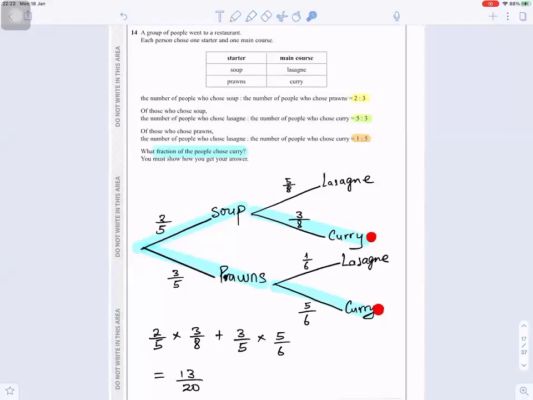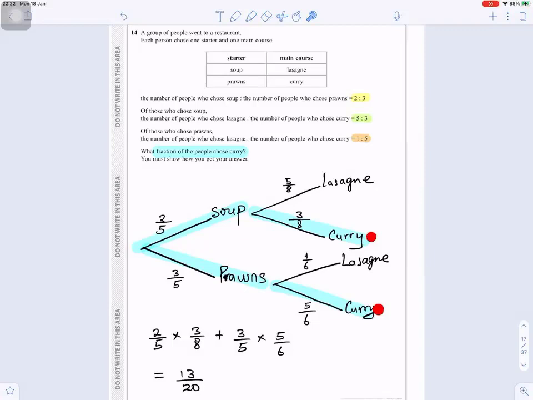We can put it in a tree diagram form. For soup and prawns, 2 plus 3 is 5. And for the soup is 2 out of 5. For the prawns is 3 out of 5. So we go for lasagna and curry. 5 plus 3 is 8. For the lasagna is 5 out of 8. And for the curry is 3 out of 8.